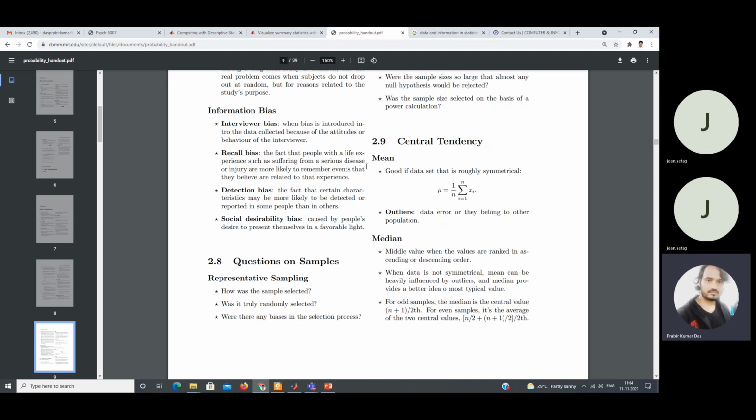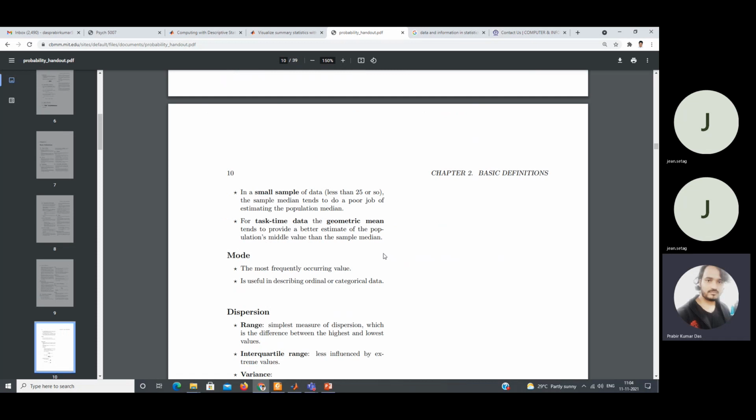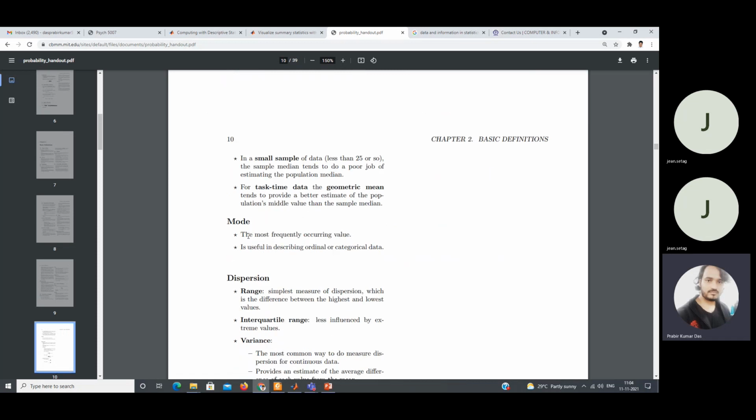And now, can you tell me what do you mean by mode? Mode is the highest frequency data value available, the most frequently occurring value. So these are the three basic measurements of central tendency: mean, median, and mode.